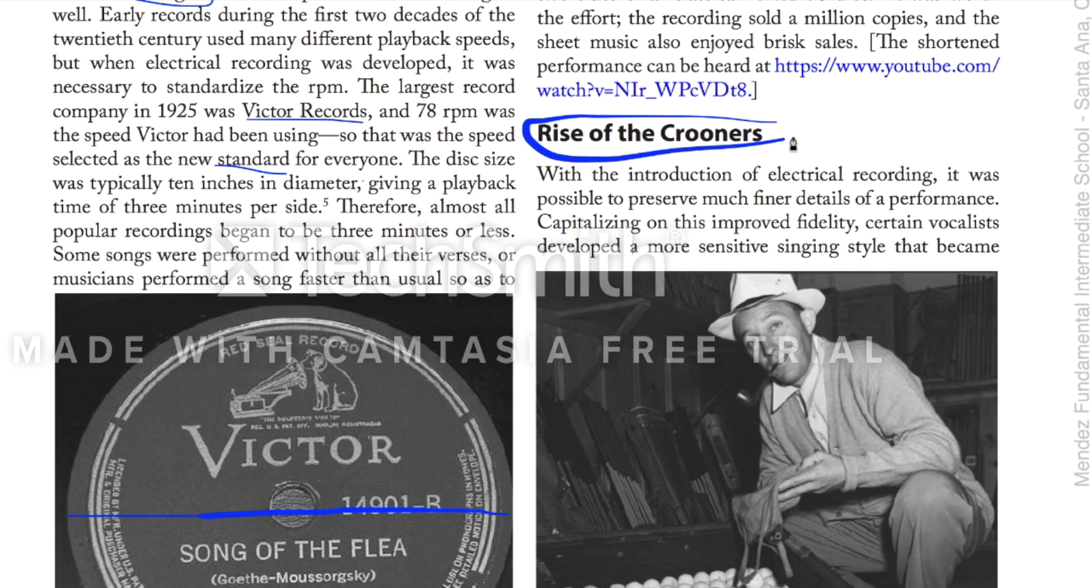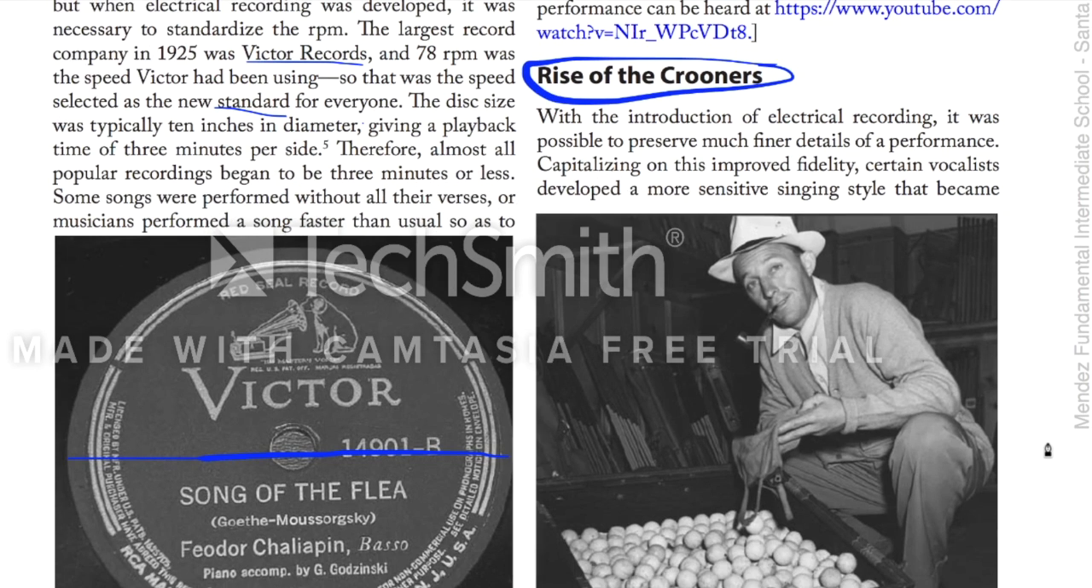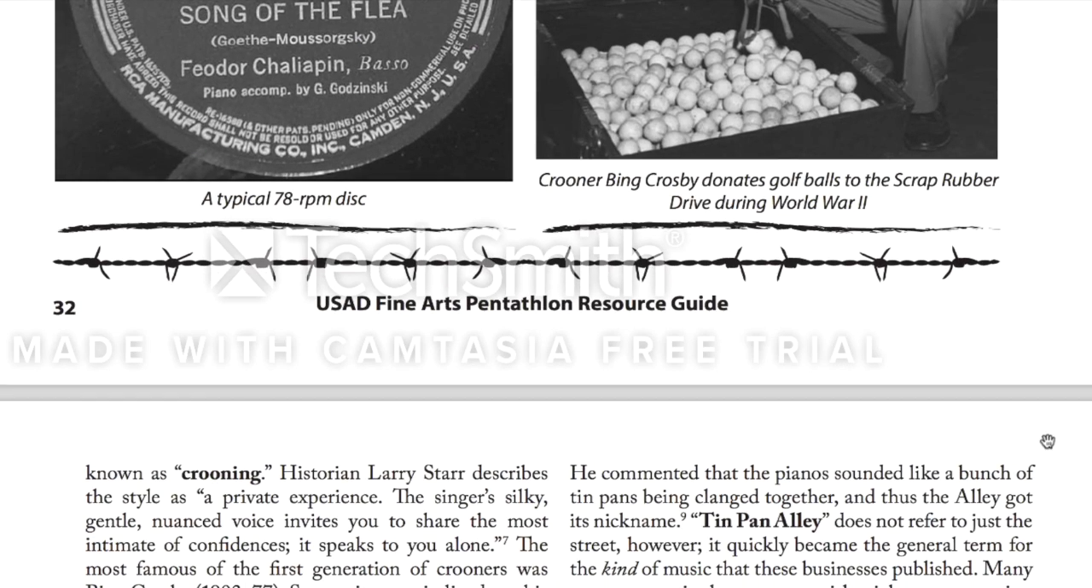The rise of the crooners. With the introduction of electrical recording, it was possible to preserve much finer details of a performance. Capitalizing on this improved fidelity, certain vocalists developed a more sensitive singing style that became known as crooning.